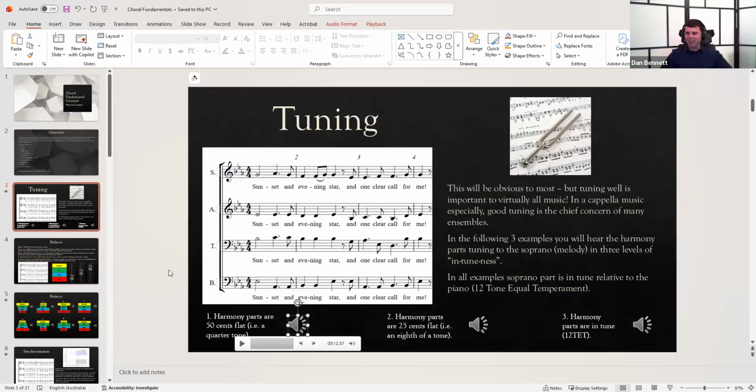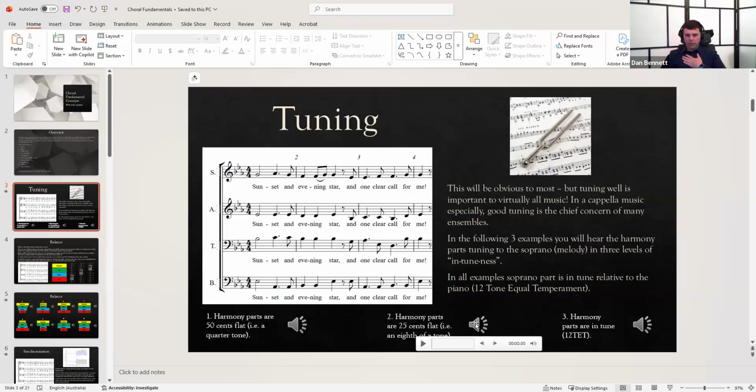I guess that one should come with a warning. It's pretty hard to listen to. So that was the soprano in tune with the piano, does not drift. Everybody else is 50 cents flat. So that's half of a semitone flat, or a quarter tone flat. Okay, this is example number 2. The soprano is still in tune with the piano, and everybody else is now 25 cents flat. So they're closer, but they're still 25 cents away from being in tune.